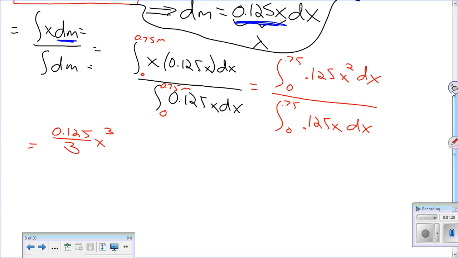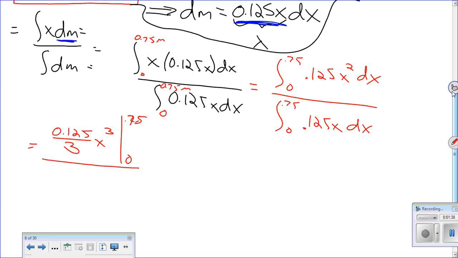And to this day, this is still how I take integrals. I just think, what do I have to take the derivative of to get that thing? So here, when I multiply by 3, the 3's cancel, and I get that, right? Okay, and I want to do that from 0 to 0.75. And then on the bottom, what am I going to get?